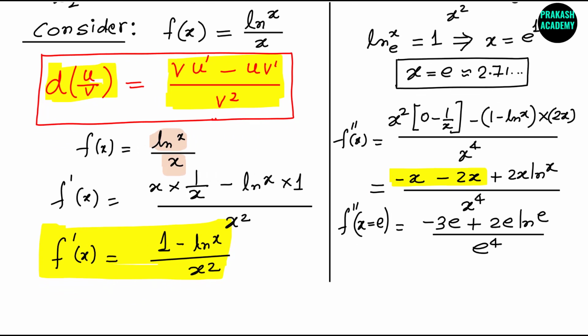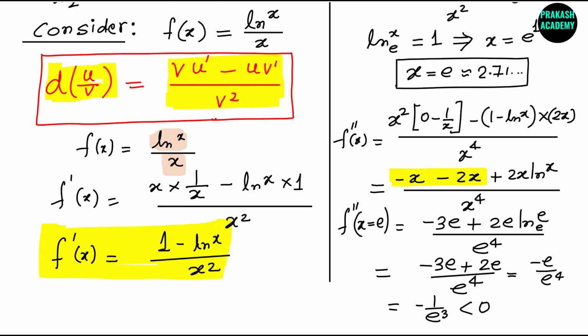So you can see here this f dash x will be minus 3e plus, and this is log of e on the base of e is 1. So this will be 2e divided by e^4. So this is basically minus 3e plus 2e, that is minus e divided by e^4, that is minus 1 by e^3. So this is a negative number. So if f double dash x is negative, this means at this critical point you have a maxima.